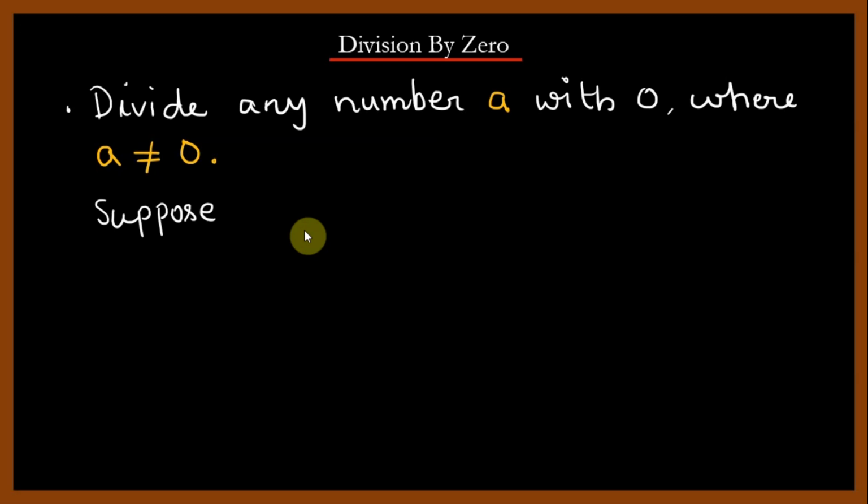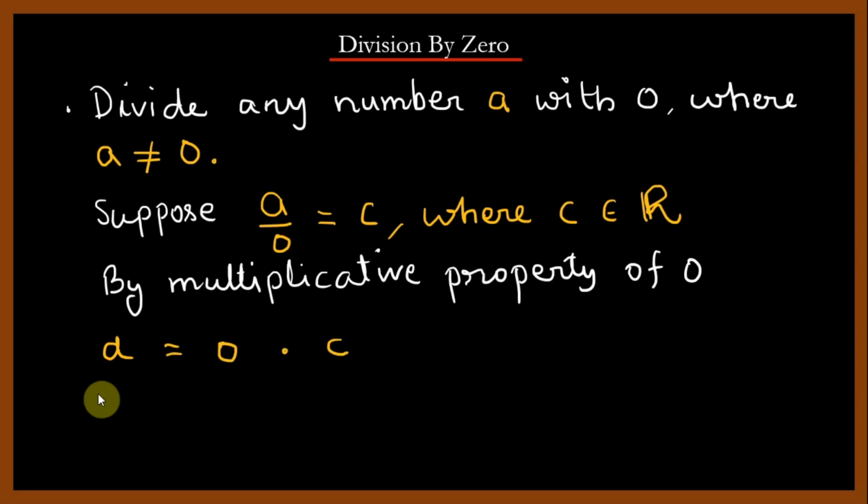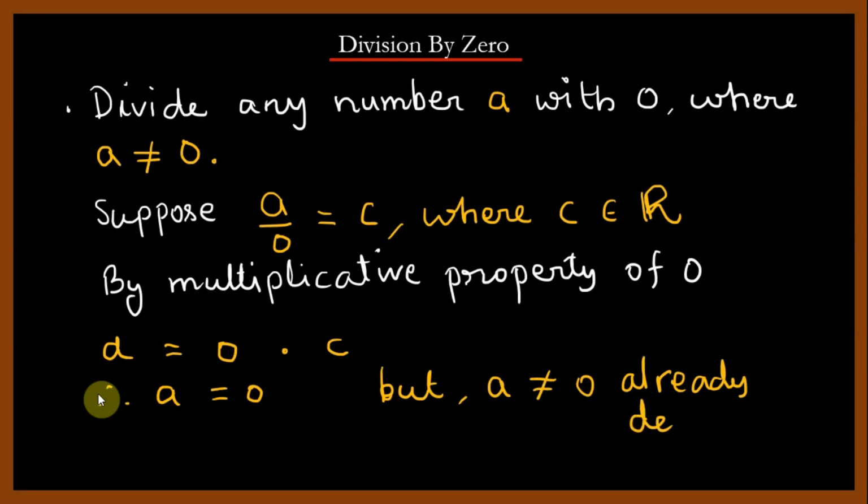Suppose we try to divide a by 0, which is equal to c, where c is equal to some real number we don't know. Suppose a multiplicative property of 0 says that a is equal to 0 multiplied by c. Therefore, we assume that a is equal to 0. But we already defined a is not equal to 0, so there is a contradiction. Therefore, a divided by 0 is undefined as it does not give proper result.